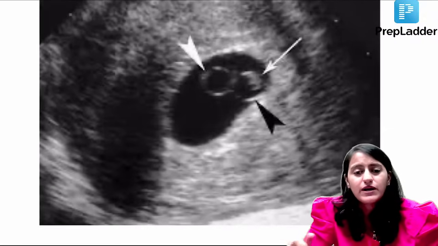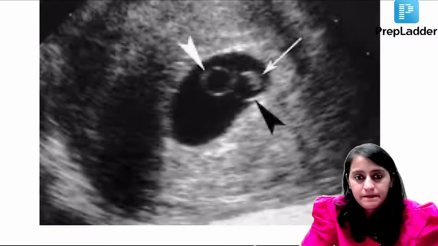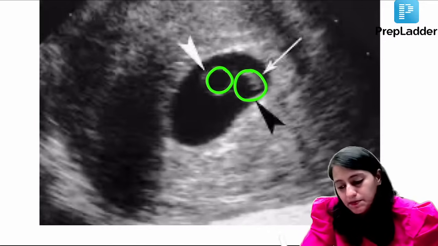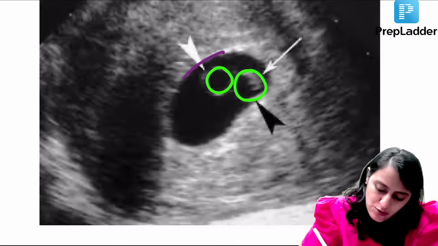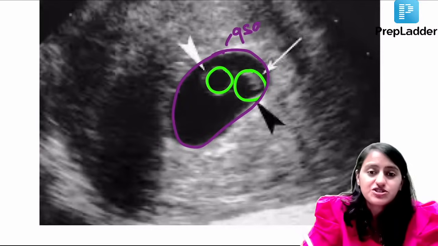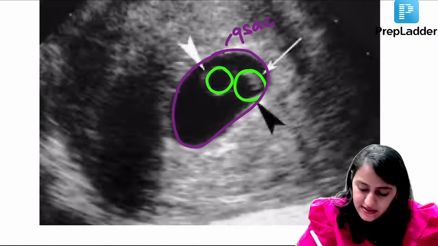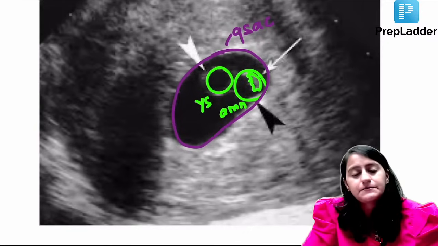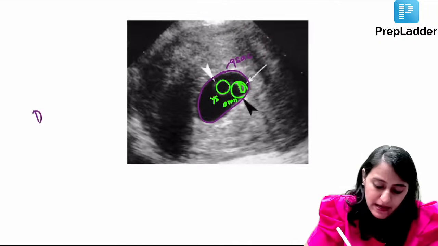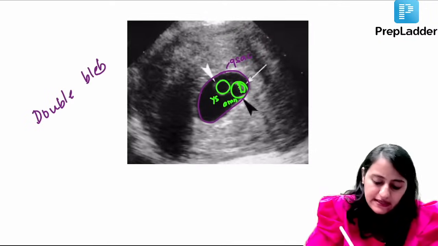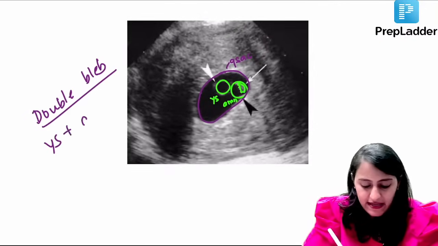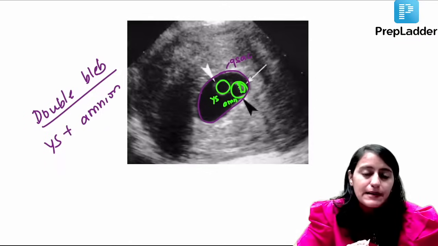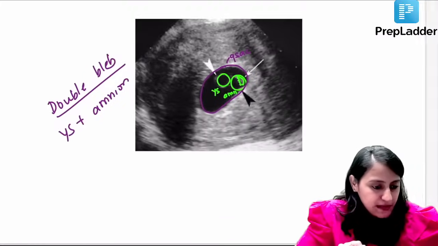Going to next one. What are you seeing here? Is this normal or abnormal? This is the double bleb sign, which is a normal appearance in early pregnancy. The outermost that you are seeing here is the gestational sac. The two inner structures, this is the yolk sac, this is the amnion with a small fetal pole inside, right? So what gives this double bleb sign on ultrasound? The double bleb sign is the yolk sac and the amnion, which are inside the gestational sac. Okay, that forms the double bleb appearance.